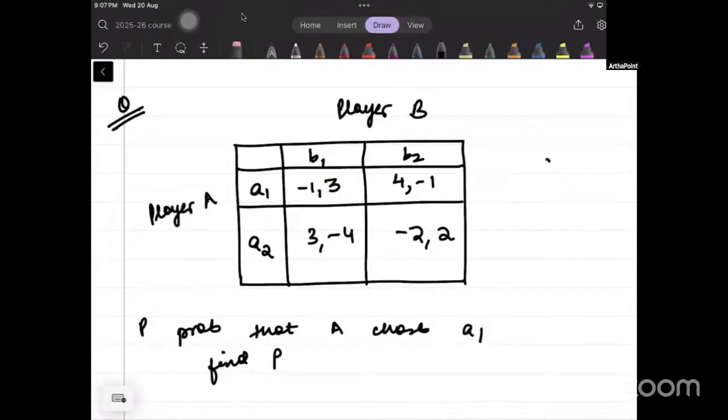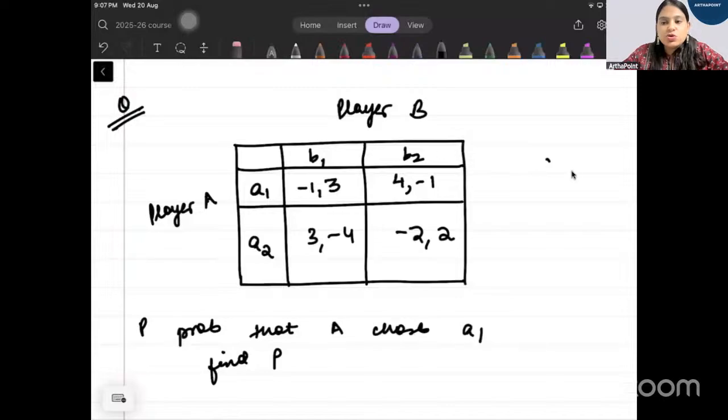All right, so let's go ahead and look at the first question. You're given that there are two players, A and B. You're given their strategies, action A1, A2, and B1, B2. You're given a payoff matrix. And P is the probability that player A chooses action A1. You have to find P.